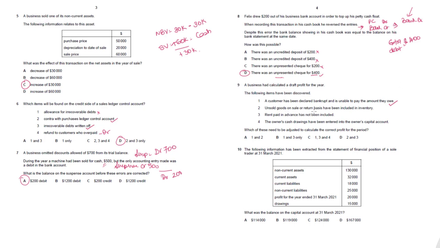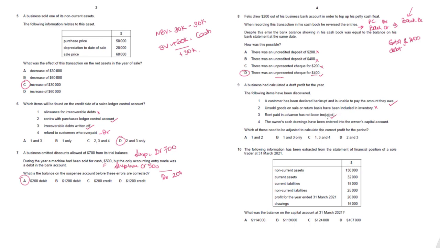Unsold goods on sale or return basis have been included in inventory. So this is the correct effect. When some goods are sold on sale or return basis and they have not been sold by your customer to the other customers, that has to be included in the inventory. So the effect is already done. Further, you will not do anything for this transaction. This does not have to be adjusted in the calculation of profit. Third one, rent paid in advance has not been included. In other words, it has not been adjusted. So you will have to adjust for prepaid rent in order to calculate the correct profit.